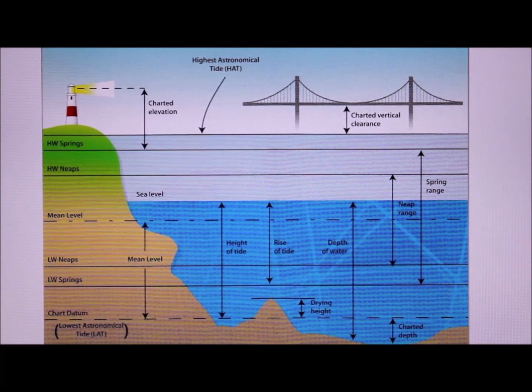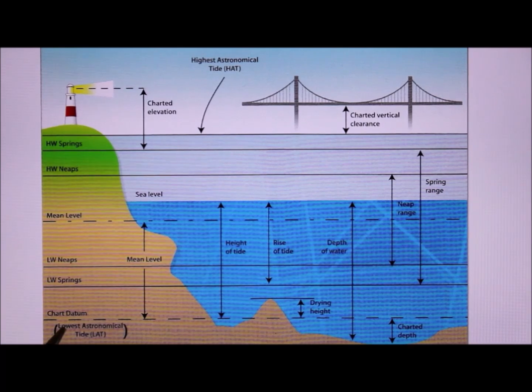Right, off we go. Right down at the bottom here we've got lowest astronomical tide, chart datum. That's it, that's what the chart's built on, and below the chart datum are all the chart depths, because all the depths you see on the chart are measured below chart datum, except for drying heights.